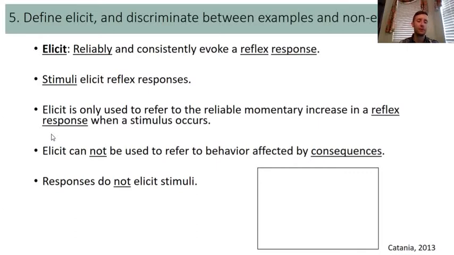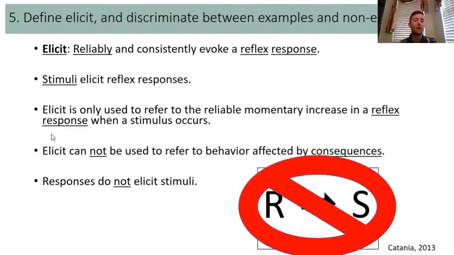Stimuli elicit reflex responses. All right, so this diagram here, R with an arrow to the right followed by an S, that doesn't apply, right? You'd have to flip it. If you're talking about elicit, it's an S with an arrow and an R. That's the correct diagram.